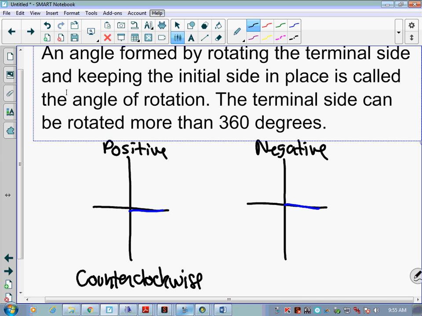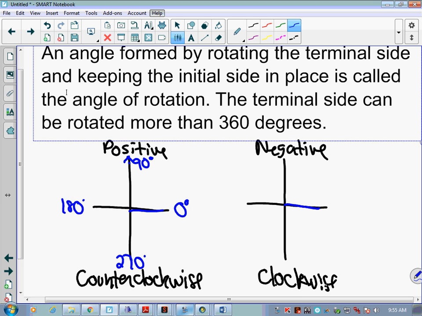Okay? So if you think about how the hands of a clock go, we would be going in the opposite direction that the hands of a clock go. Negative rotation goes clockwise. Okay? In a positive rotation, this is at 0 degrees. Then it goes up to 90, which is right here. Then 180. Then 270.